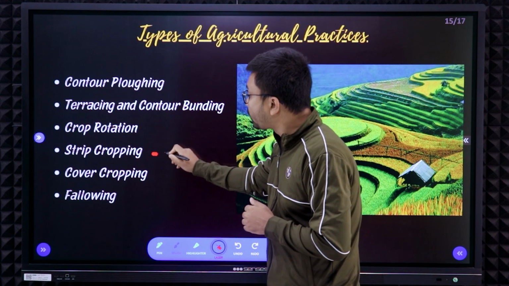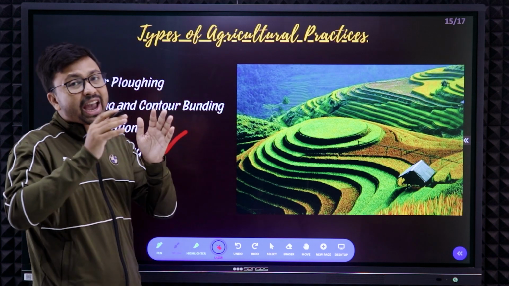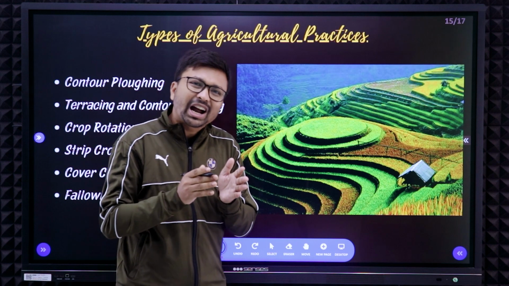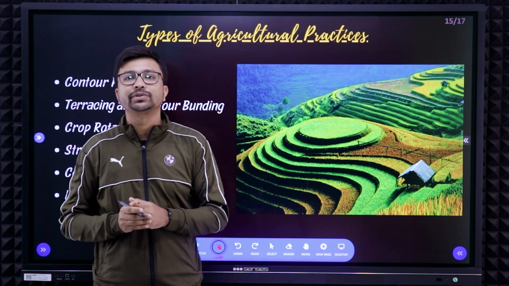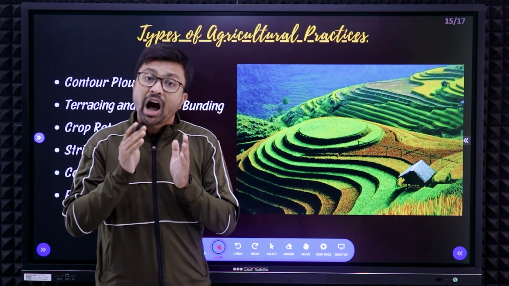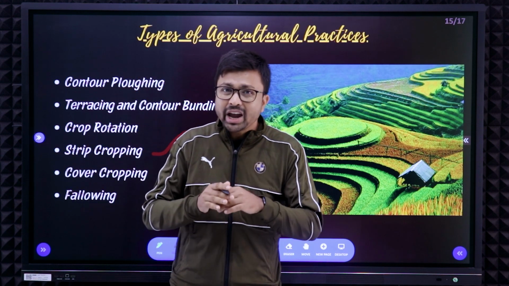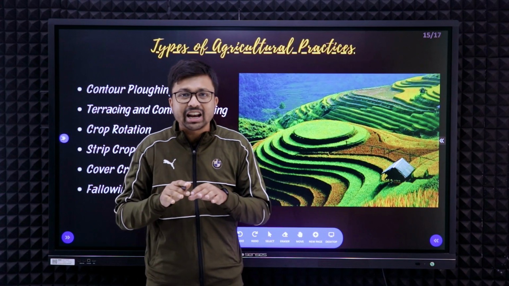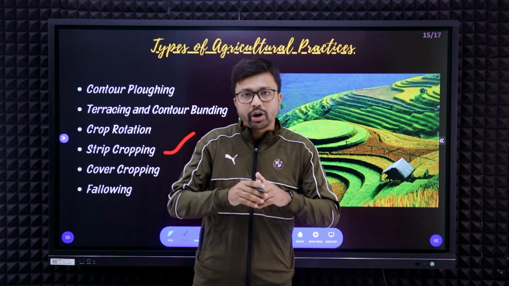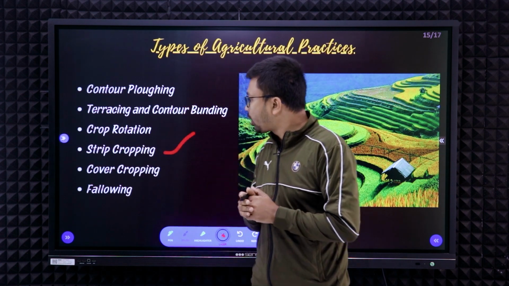Next one, strip cropping. In strip cropping, we divide the agricultural field into different strips, and different strips will cultivate different types of crops. And as you know, different types of crops have different harvesting and sowing times. So in that way the whole agricultural land will not be uncovered at the same time. So in that way soil erosion can be controlled. So that is called strip cropping.